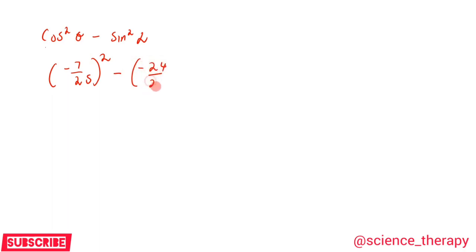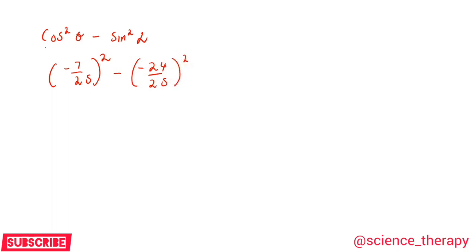So let's do it. So we have cos squared theta minus sine squared alpha. For our cos, we have -7 over 25. But remember they said square, so we need to square that value. Minus, we have here -24 over 25. And then we also square that value, right?